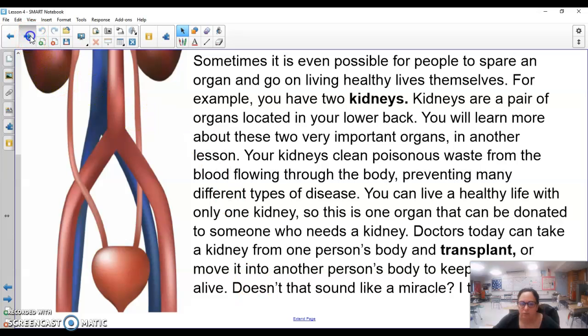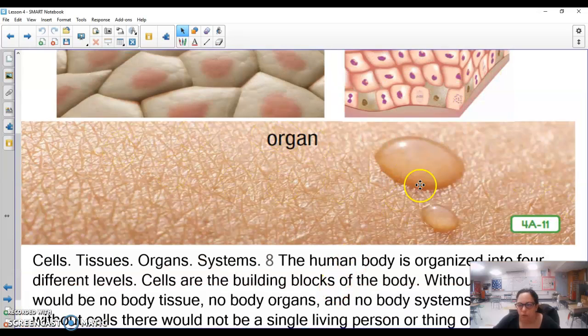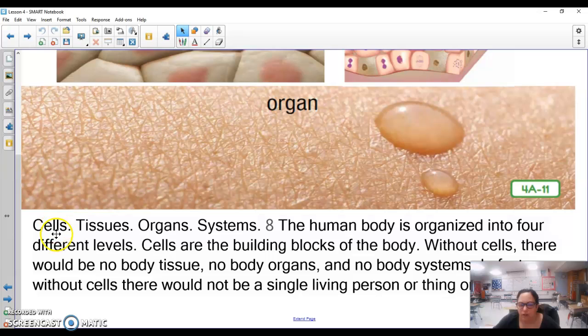I think so. So here's your cells. All of your cells make up tissue. All of your tissues make up organs. Which organ is this? Yep, it's the skin. So we have cells make up tissues. Tissues make up organs, and organs make up systems, like your circulatory system, muscular system, skeletal system, respiratory system, all those systems.